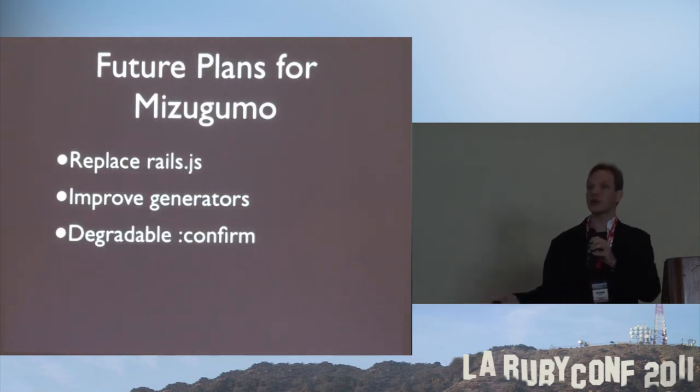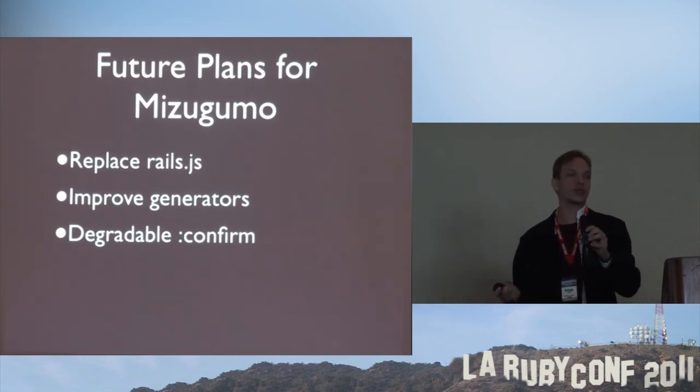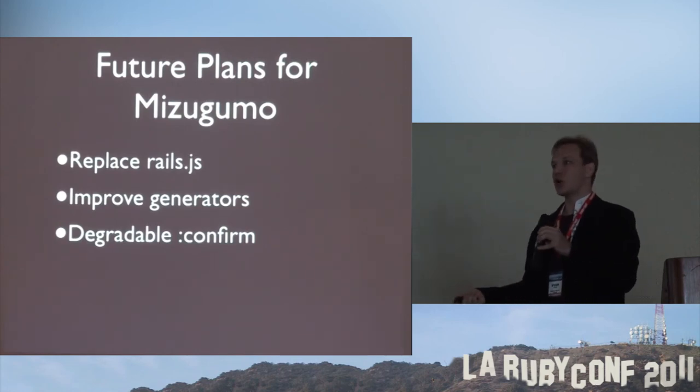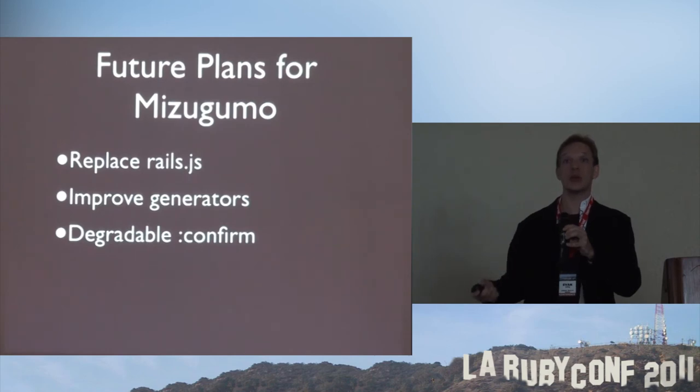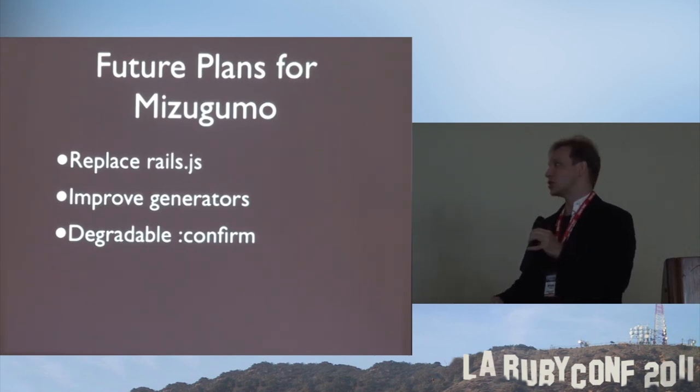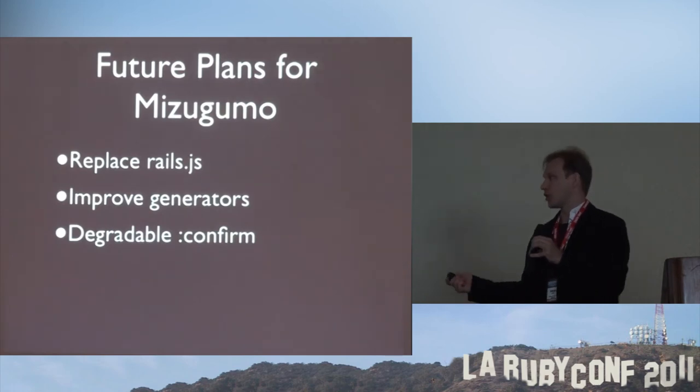We'd like to make confirm degradable. Right now, confirm does degrade in the sense that your delete links will still work, but you won't get the confirm pop-up. We're looking at providing an extra controller behavior automatically so that anything that has a confirm attached to it will submit, pull up a page that wants to confirm. Then you resubmit and it will actually delete, and doing that without any extra work for the developer.